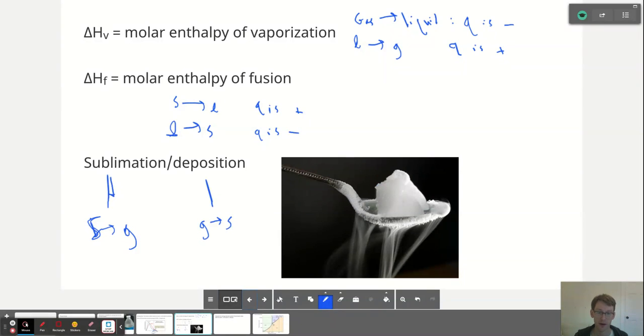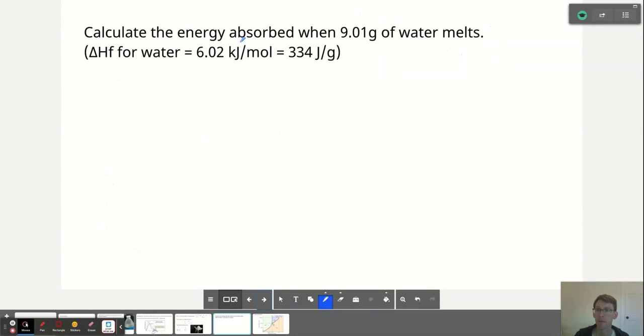These, of course, have certain enthalpy values, but you really would have to look it up for the specific process. So you could be asked a problem like: calculate the energy absorbed when 9.01 grams of water melts. In that case, if we know that the heat of fusion for water is 6.02 kilojoules per mole, we could do this calculation. It also happens to be 334 joules per gram. And I'm giving both of these values in the same problem.